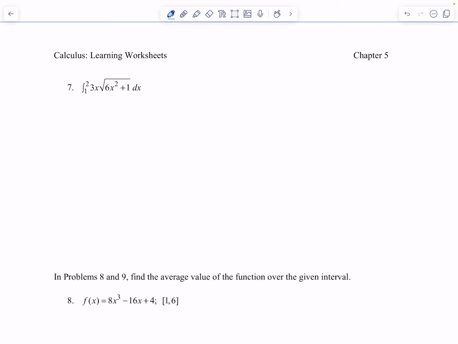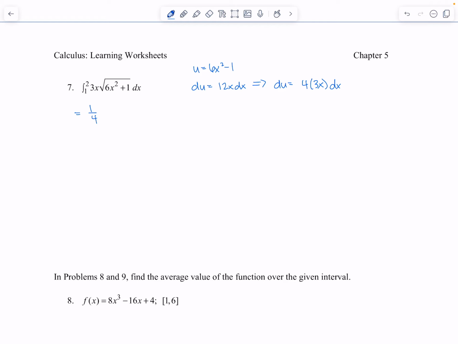Okay, the integral from 1 to 2 of 3x times the square root of 6x squared plus 1 dx. We'll solve this using substitution. So let u equal 6x squared plus 1. du will be 12x dx, which we can write as 4 times 3x dx.